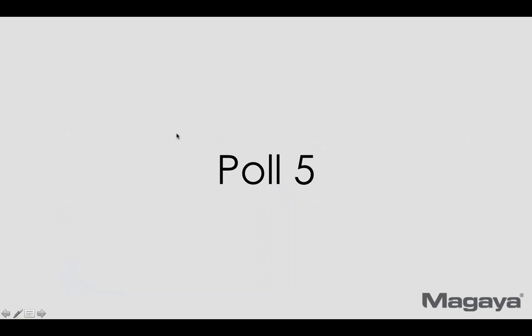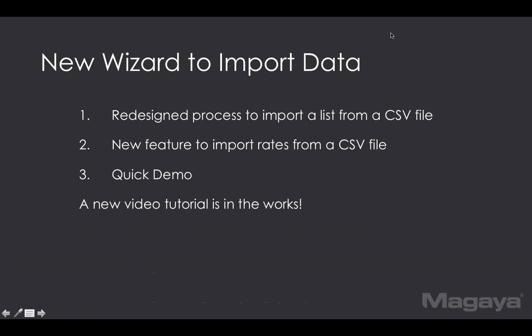All right, so we have updated it, and we now have, and I'll show a demo as well, a new wizard approach for importing CSV files. So we redesigned the process of importing a CSV file. Most of Magaya's list views allow a CSV import, so now that process is redesigned, and I'm going to show it to you. And then we also implemented a completely new type of import, which is rates.